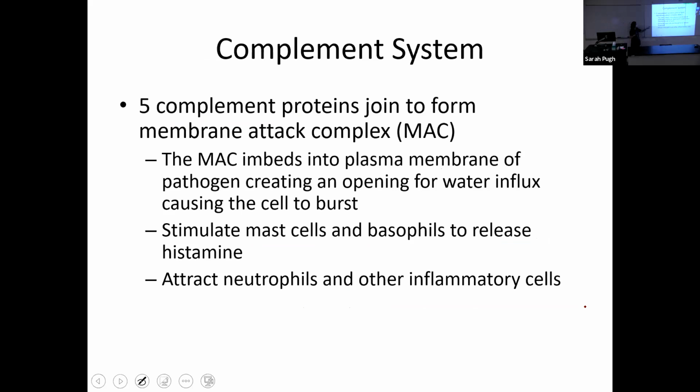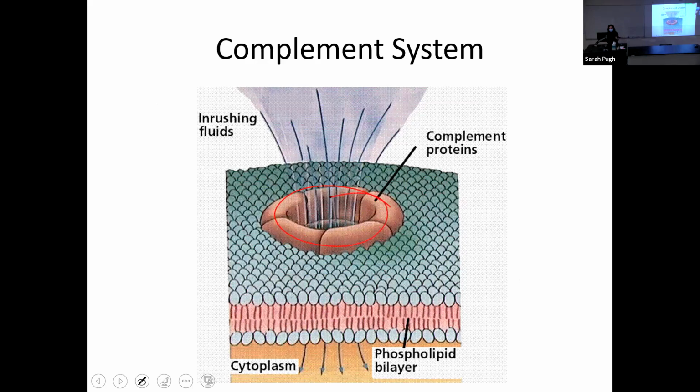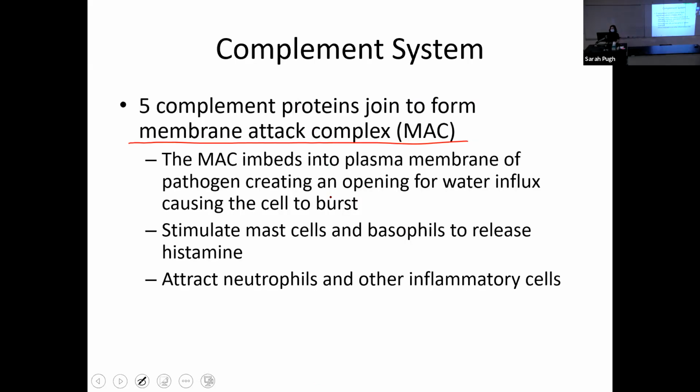Again, I mentioned we have about 20 complement proteins in the blood. It takes about 5 complement proteins to come together and form something called a membrane attack complex. For short, we call it MAC. And the MAC is sort of like a giant hole punch. It is 5 proteins that are sort of situated like a giant hole. Here's a picture. You can see these 5 proteins. And they're going to punch a hole in that foreign cell. They're going to punch a hole in the plasma membrane. So it embeds in the plasma membrane.